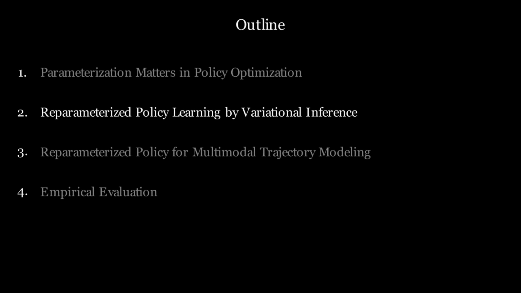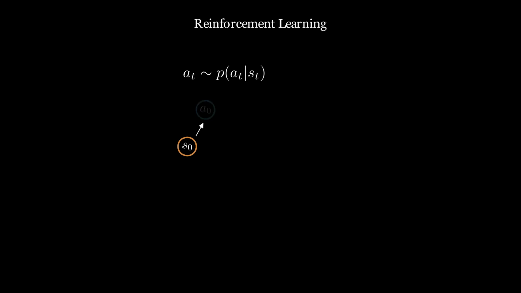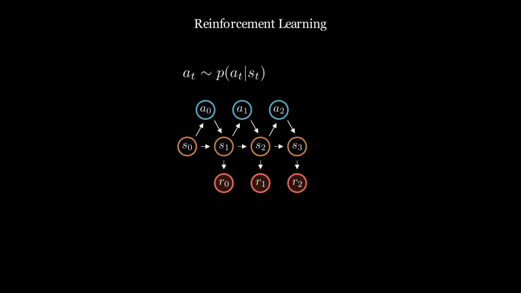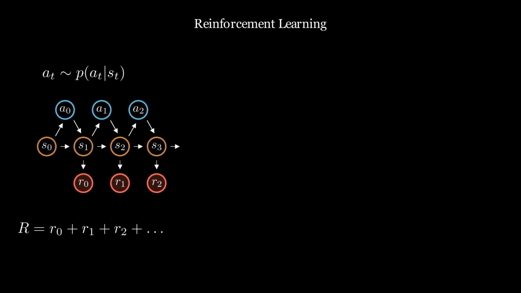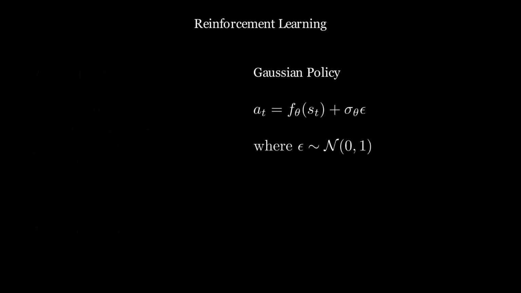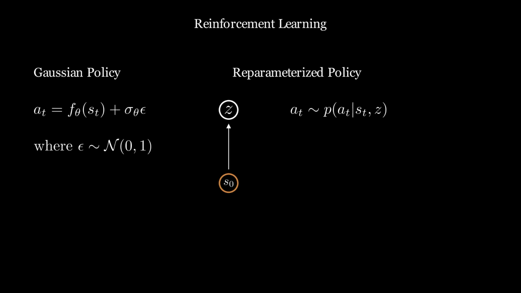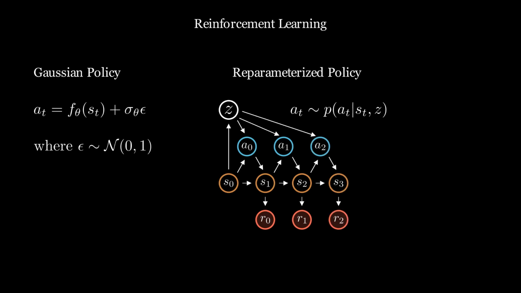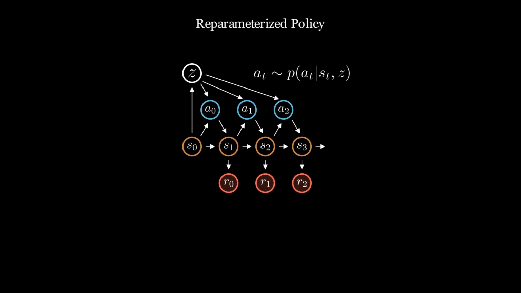Let's now dive deep into the heart of our methodology. We'll unpack key concepts like the reparameterized policy and its variational lower bound. In reinforcement learning, an agent samples actions from a policy to generate trajectories in a Markov decision process. The agent learns by maximizing the total future reward of the trajectory. The widely used Gaussian policy generates actions by adding random noises into the network's output, which limits the expressive power of the policy. Our reparameterized policy builds a more powerful policy class by introducing a latent variable z. Instead of adding noises into the network's output, it samples the random variable z first, and then the policy network conditions on this random variable z and reparameterizes it into the actions and future trajectories.